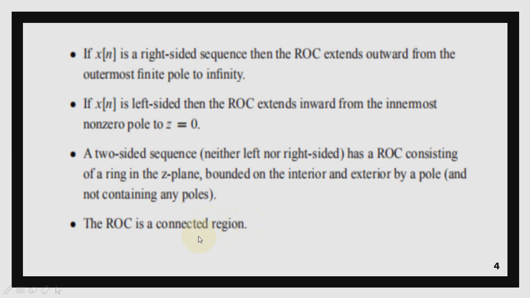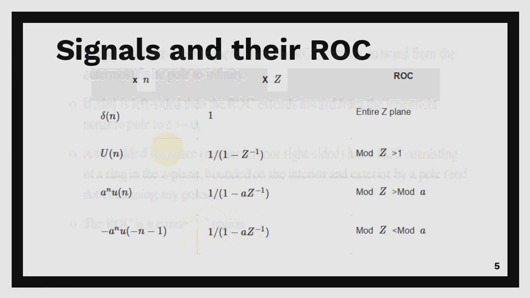So these are some properties of the ROC. Let us take some signals and their ROC. Suppose delta of n, the impulse signal, has Z transform 1 and the ROC is the entire Z plane. If your sequence is u of n, then the Z transform is 1 divided by 1 minus Z raised to minus 1, and its ROC is mod of Z greater than 1. These signals and their ROC are useful while solving examples.